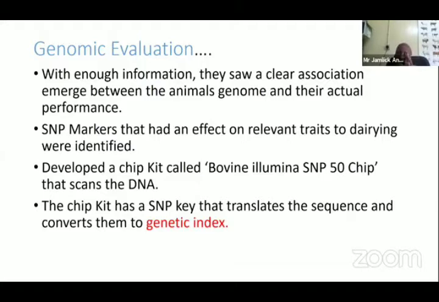You find that the genomic evaluation of animals is all the same, but every country has got its own index of interpreting that information. If you have 1,000 markers, what does it mean? How much do we give or interpret or convert into the amount of milk that animal is going to produce, right? So that is where you find differences. Otherwise, the evaluation is all the same.